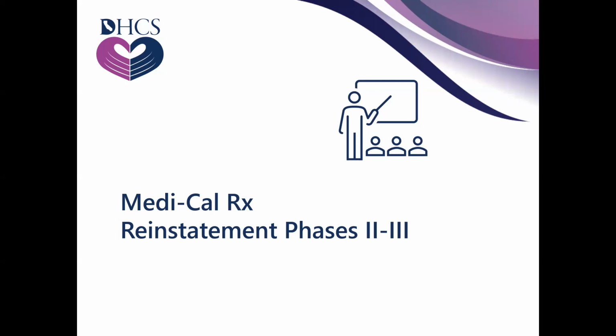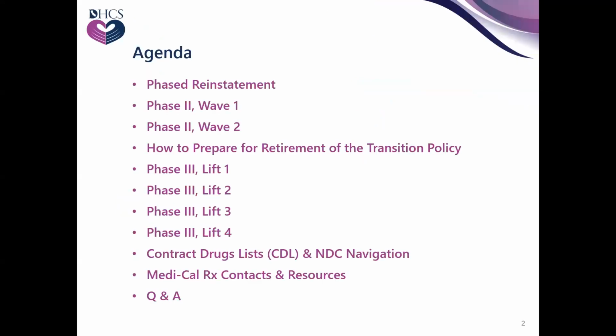Let's take a look at our agenda for today. The agenda today will include the phase reinstatement. We would also like to provide a brief overview of what occurred during Phase 2, Wave 1 and 2. Additionally, we will discuss how to prepare for the retirement of the transition policy and discuss the first 4 transition lists occurring during Phase 3. Then we will look at the contract drug list and the NDC navigation on the portal.